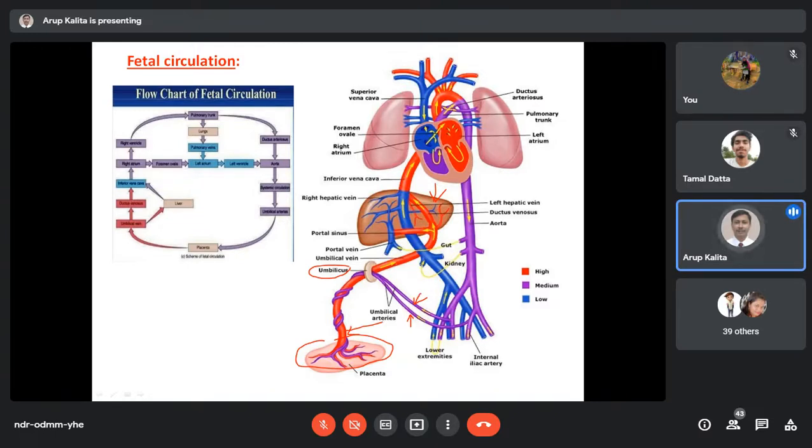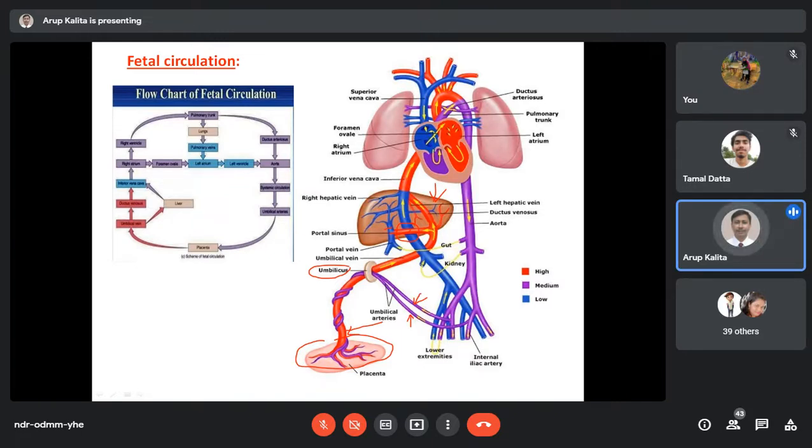Now this umbilical vein, when it reaches the liver, will enter into the liver via the portal sinus. This is the portal sinus. It enters into the portal sinus and mixes with the hepatic portal vein. This is the hepatic portal vein. And after mixing with the hepatic portal vein, it will distribute to the different cells of the liver.